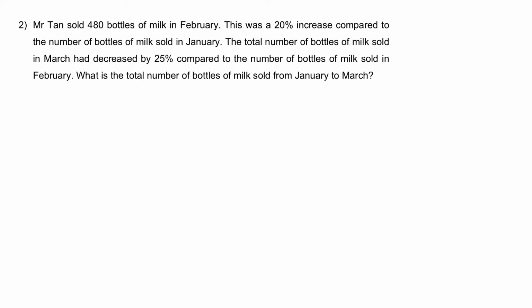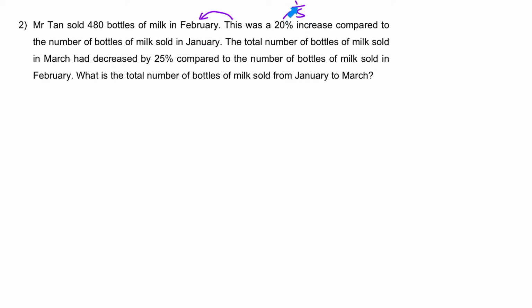Let's change the 20% to fraction. 1/5. Now, the first word this refers to February, isn't it? So this refers to February, which in turn refers to the 480. Alright, so 480 was a 1/5 increase compared to January. So this 480 is already the 1 unit increase. From what? From the 5 units in January.